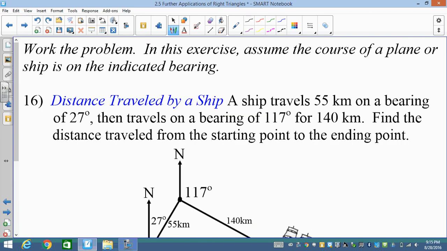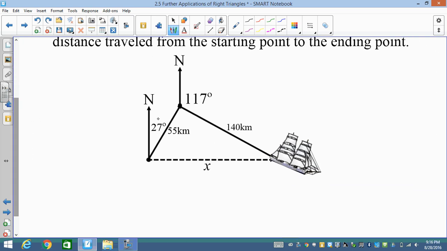So let's look over a problem. Distance traveled by a ship. A ship travels 55 kilometers on a bearing of 27 degrees, then travels on a bearing of 117 degrees for 140 kilometers. Find the distance traveled from the starting point to the ending point. So if we look at the picture, from due north they have a bearing of 27 degrees for 55 kilometers, and then from that spot, they did a bearing of 117, so they turned quite a bit and went 140 kilometers. Their question is, how far from their starting point are they?